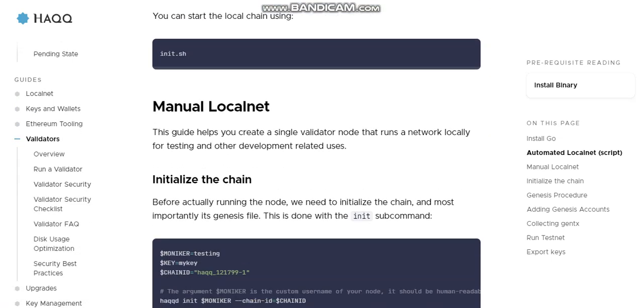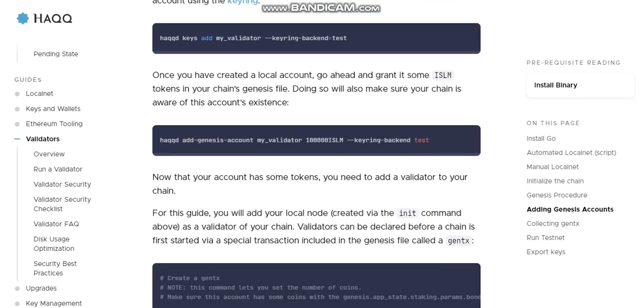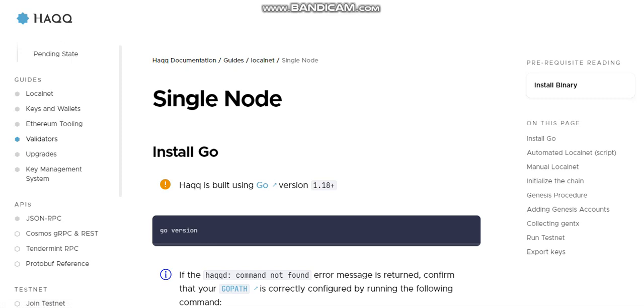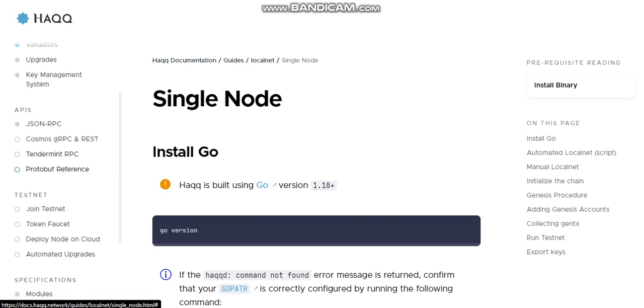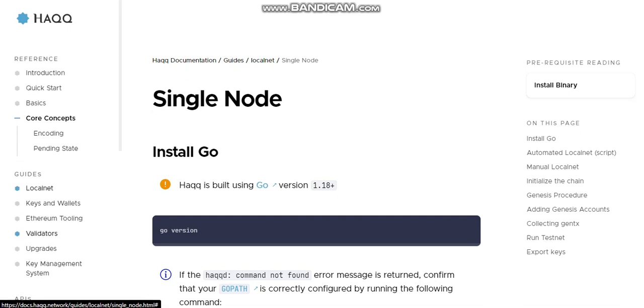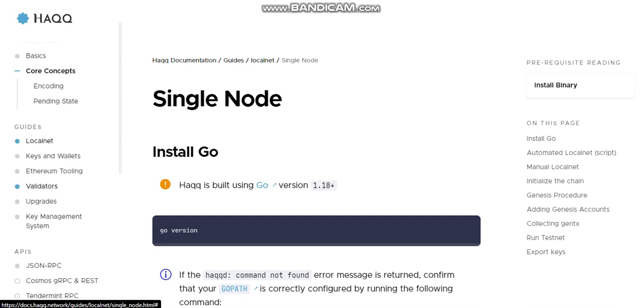Horizontal scalability via IBC. Haqq enables horizontal scalability via the Inter-Blockchain Communication Protocol, IBC, which allows the exchange of value with the rest of the Cosmos ecosystem. The IBC protocol enables secure communication between separate blockchains, allowing them to interact and transact with each other.